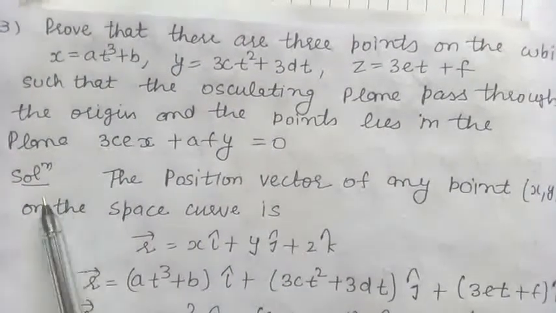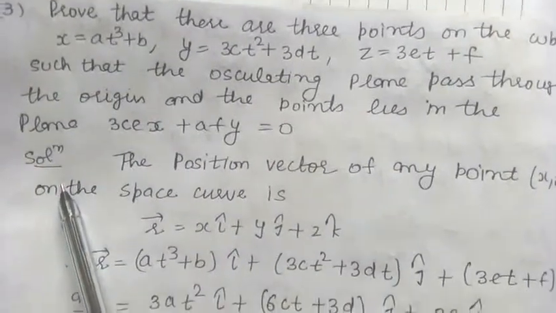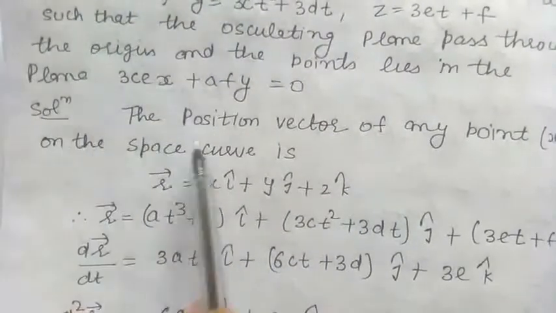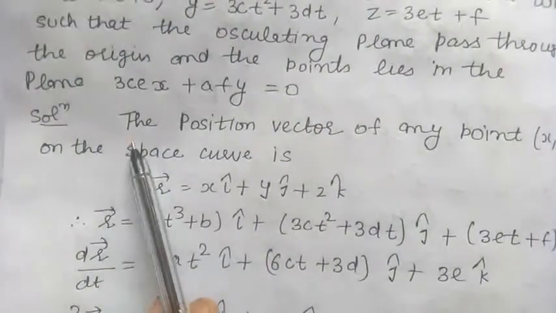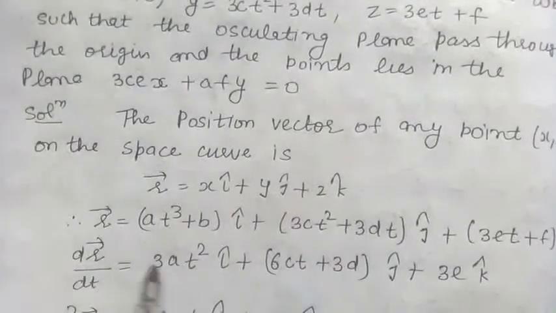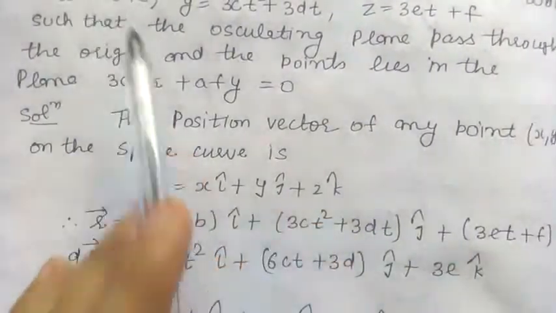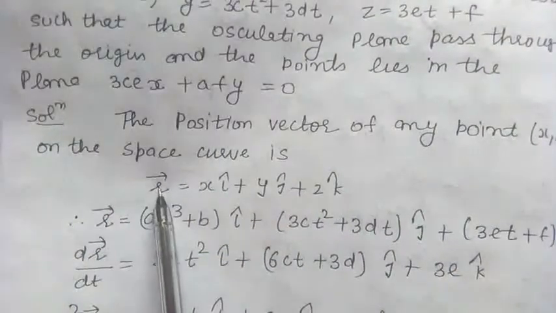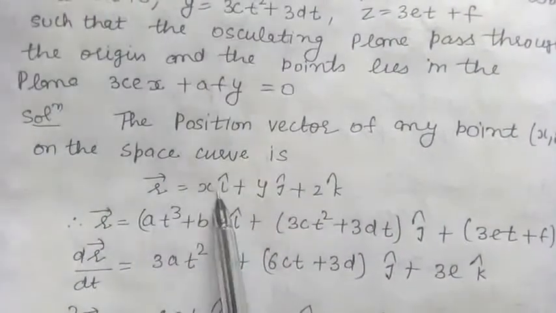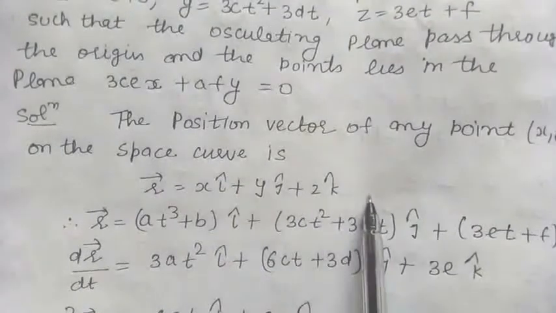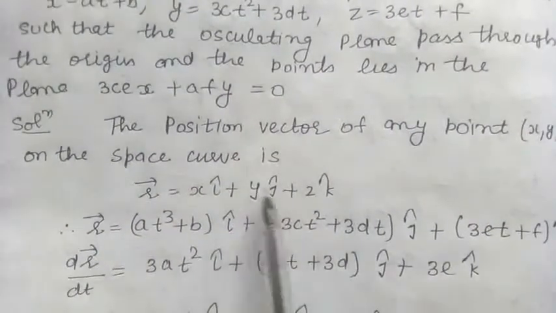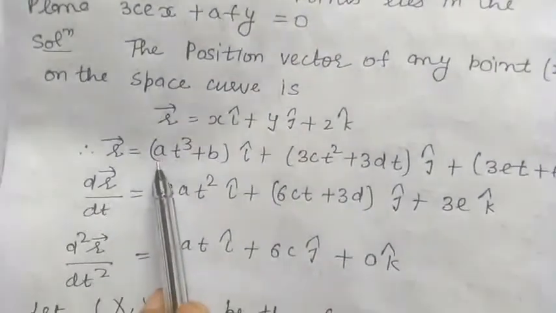So first of all, let us find the equation of the osculating plane. For the osculating plane equation, we are given the Cartesian coordinates of the vector r components. Here vector r is given by xi plus yj plus zk. Substituting the values of x, y, z, we get the value of vector r.